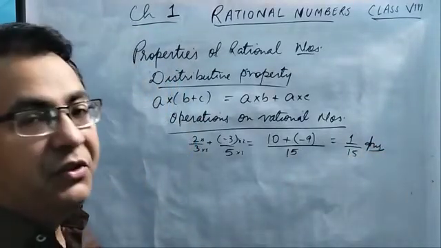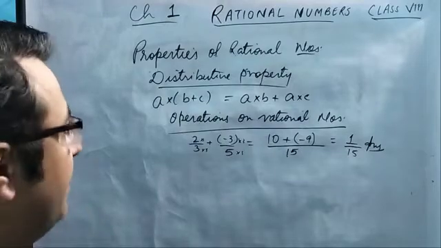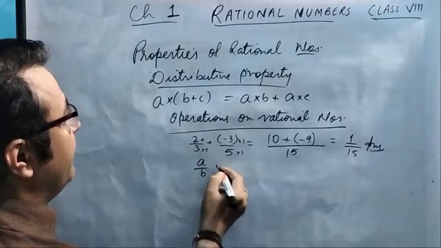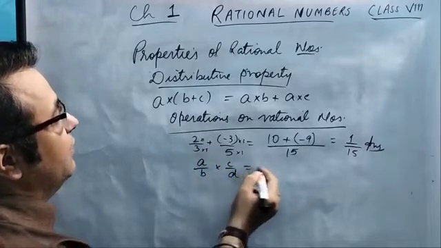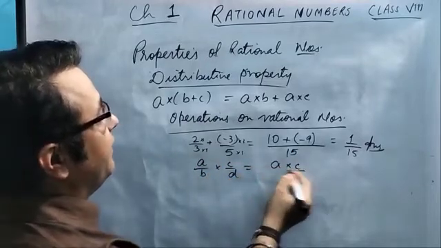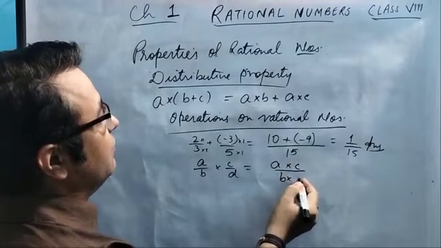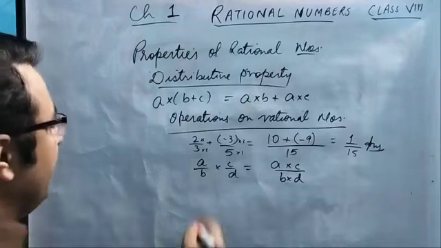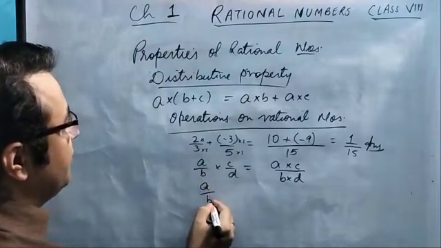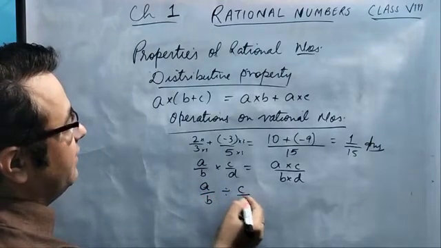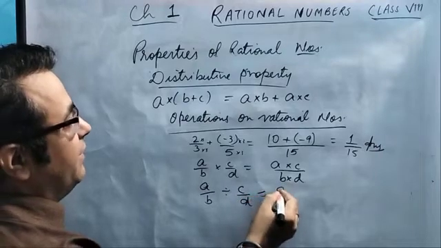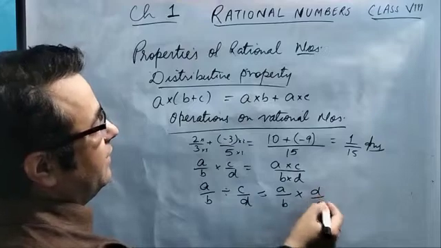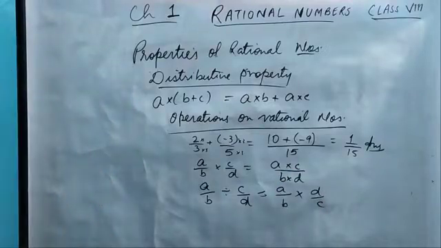Subtraction we also do in the same way. Multiplication: suppose we have two rational numbers a upon b and c upon d. These can be multiplied in this way: a into c upon b into d. This is the way. Division: suppose we have two rational numbers, a upon b divided by c upon d. We can write it as a upon b into d upon c. So it is the same way as we used to do with fractions.